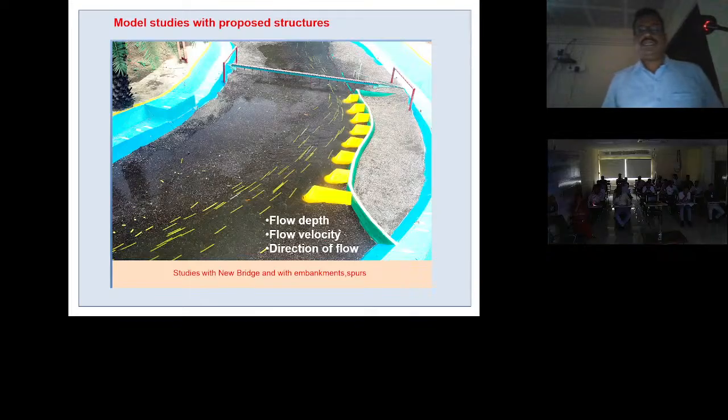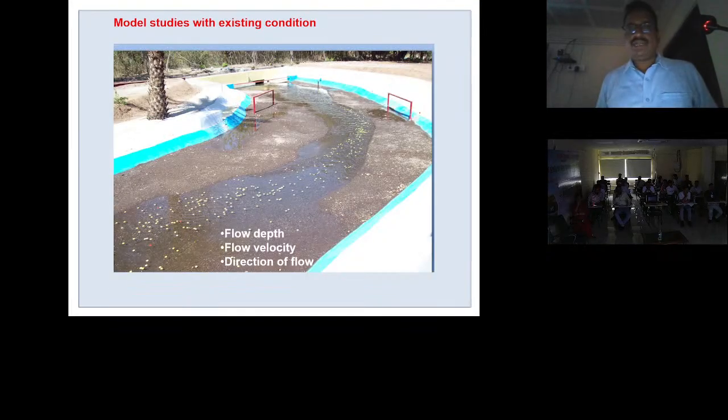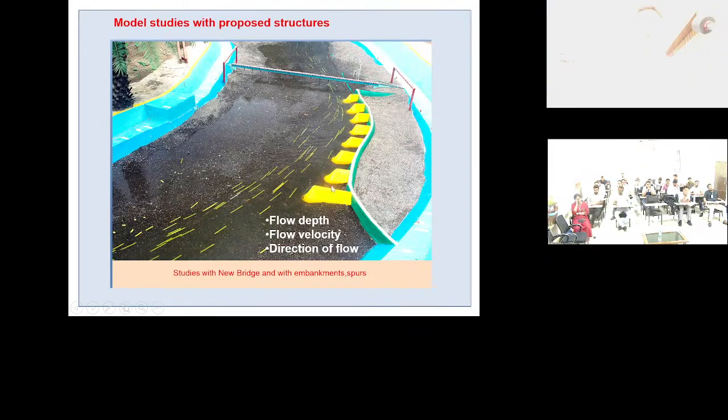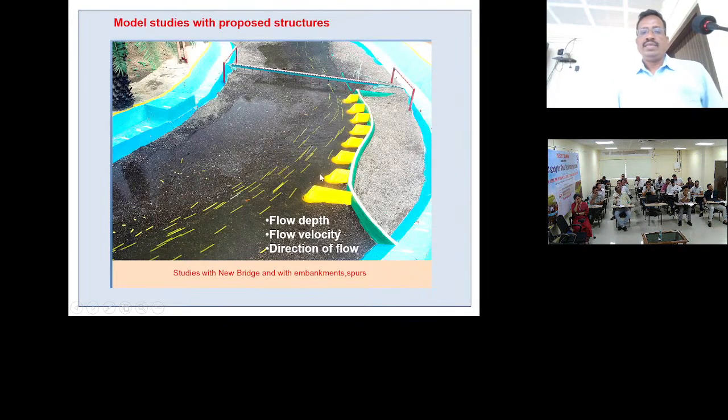Here you can see the model study. Before, you cannot see the hydraulic structure here. This is the existing condition. After that we reproduced the bridge here, and again we conducted the studies. These are the flow velocities. You can find out where the velocity is high by these floats. We can know where the maximum velocity will be in this total width of the river, and these are a series of spurs. We have done studies in this particular model, and the hydraulic parameters like flow depth, velocity, and direction of flow we can find out in this one.